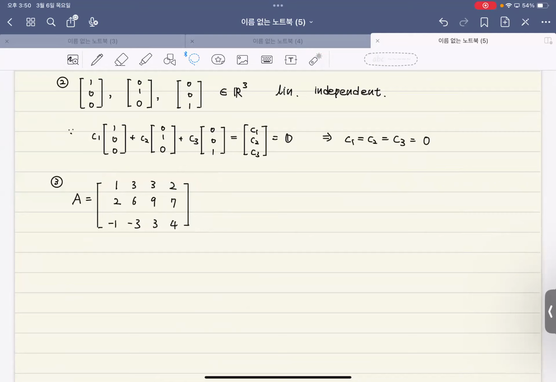Let me take this matrix. And this matrix has 4 columns: 1, 2, 3, 4. Now, I want to determine if these 4 vectors are linearly dependent or independent. What do you think? Are they linearly dependent or independent?